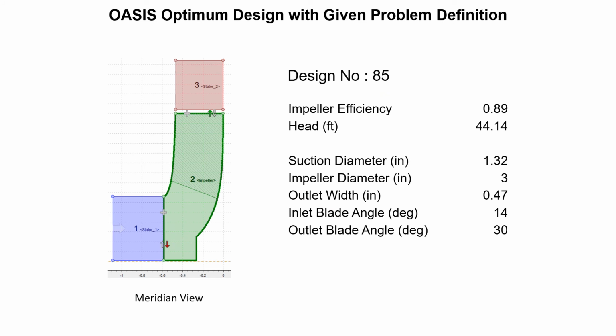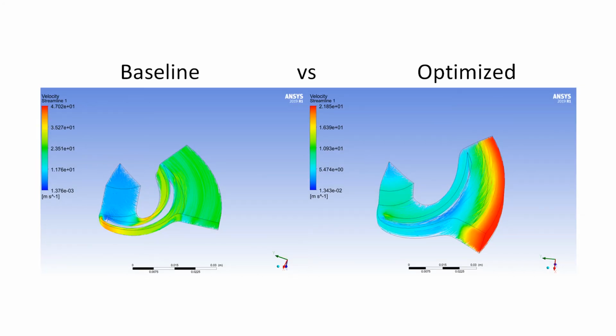This is the optimum design at iteration number 85 with 0.89 impeller efficiency and 44 feet head. Here are the velocity streamlines of baseline versus optimized impeller design. You can notice that the optimum design has a consistent maximum velocity at the outlet.